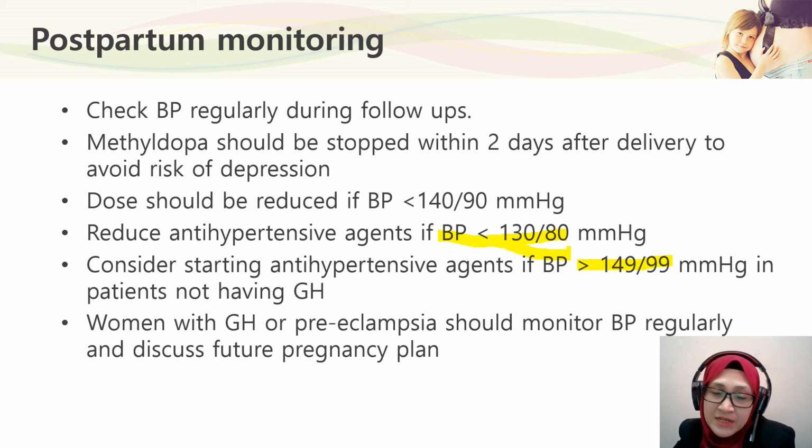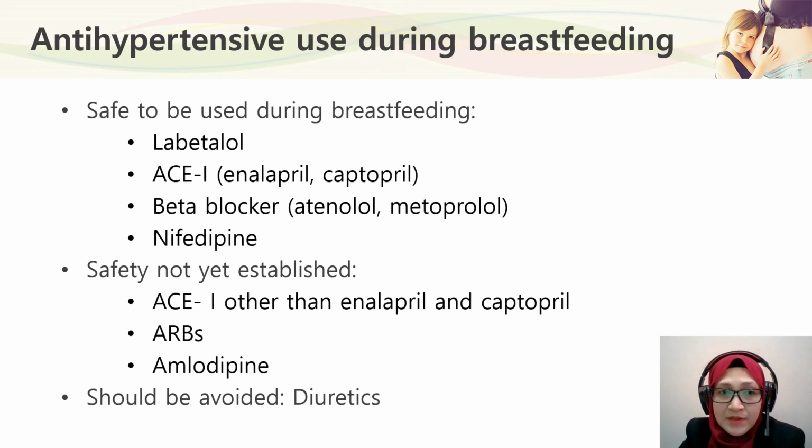Especially if they have hypertension, we need to plan for the future pregnancy, because they need to have a stable or controlled BP before they plan for another pregnancy. And when they are breastfeeding, they can continue to use labetalol and ACE inhibitor. Only these two options, enalapril and captopril, can be used during breastfeeding, and atenolol and metoprolol can be used, and also nifedipine.